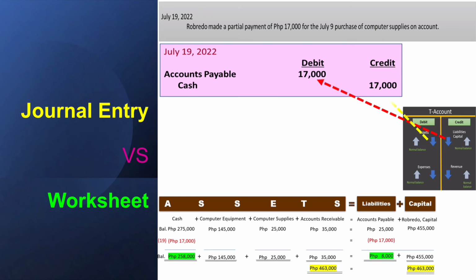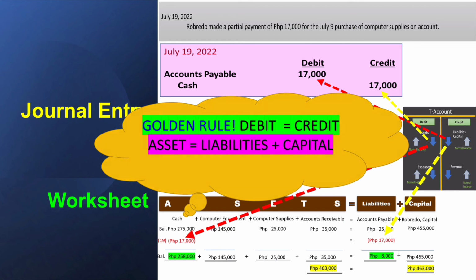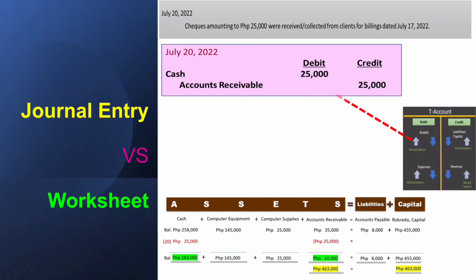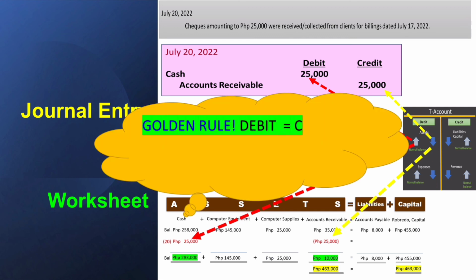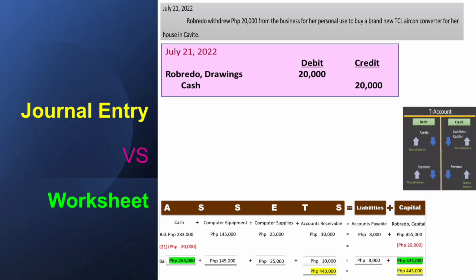Next transaction, July 19, partial payment, so there's a reduction of cash. Reduction in cash is recorded under credit. And the payment of liability, so there's a debit of 17,000 pesos to accounts payable. Always the same, golden rule, debit and credit always the same. Next transaction, July 20, collection of receivable, so there's a cash debit of 25,000 and a corresponding credit of 25,000 pesos for the accounts receivable.